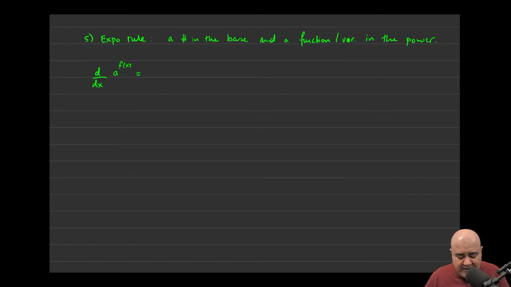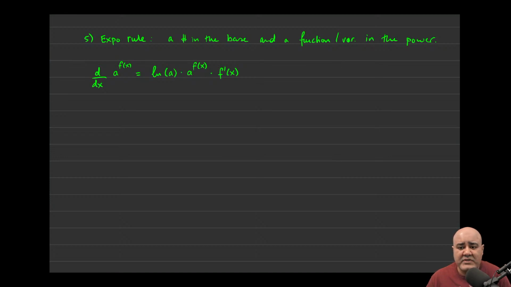So if you have a number in the base, and the number here is represented by the letter a, raised to some function, when differentiated, it will always give us the ln of the base times the exponential function itself times the derivative of the exponent, so f prime of x. Now, this is the most general form of the exponential rule that there is. This includes the chain rule application.